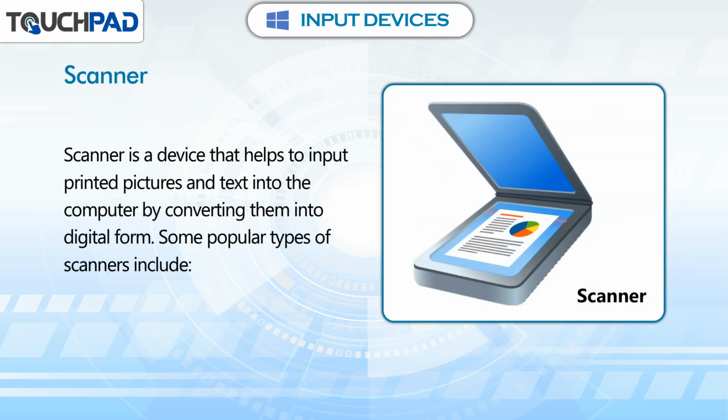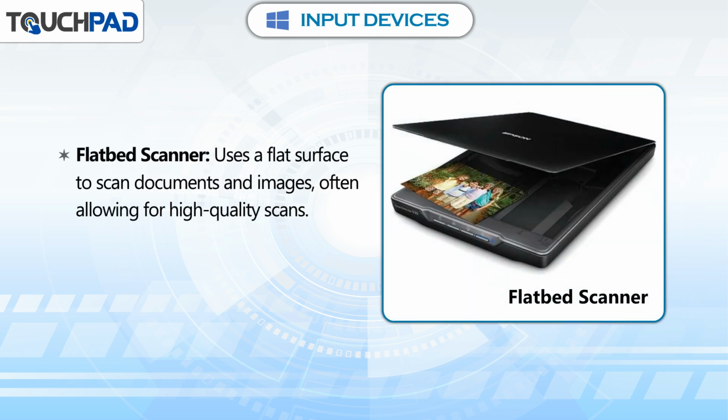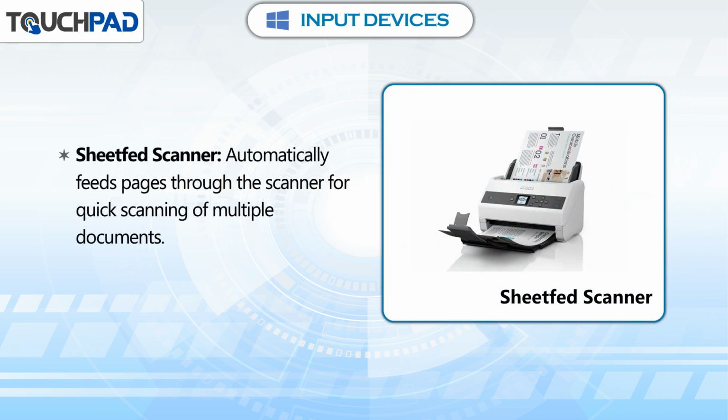Scanner. Scanner is a device that helps to input printed pictures and text into the computer by converting them into digital form. Some popular types of scanners include barcode reader. Scans barcodes for identification and inventory management. Flatbed scanner. Uses a flat surface to scan documents and images, often allowing for high-quality scans. Sheet-fed scanner. Automatically feeds pages through the scanner for quick scanning of multiple documents.